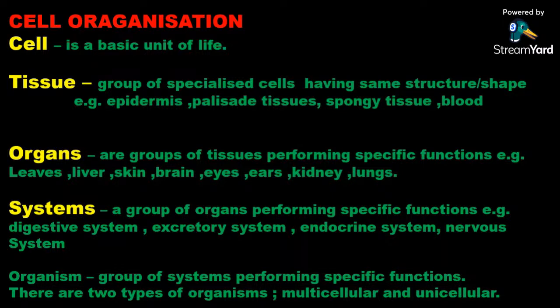Now, from a cell, what happened? So now, the organization starts with a cell, then it moves to a tissue, then from a tissue it goes to the organ.